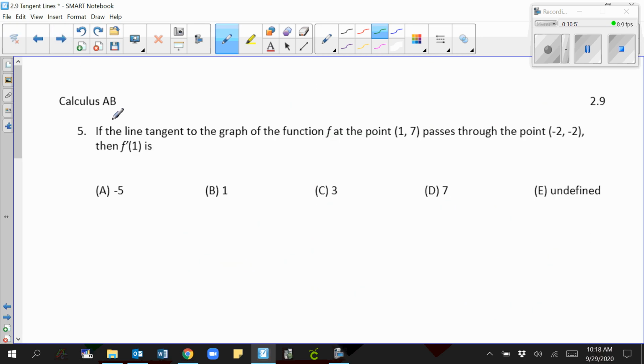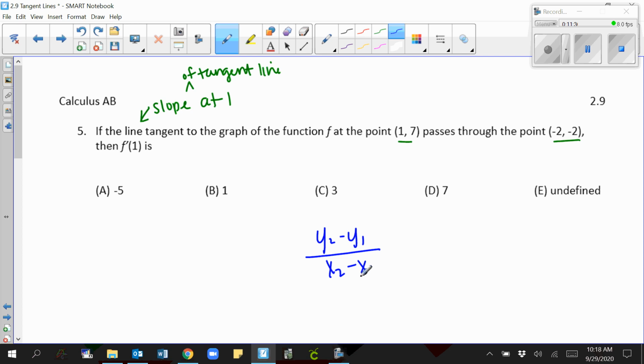All right, example 5. If the line tangent to the graph of the function f at the point (1, 7) passes through the point (-2, -2), then f prime of 1 is, well, remember f prime of 1 is my slope at 1, or specifically the slope of my tangent line. Well, if I have 2 points on that line, I can find my slope. y2 minus y1 over x2 minus x1.